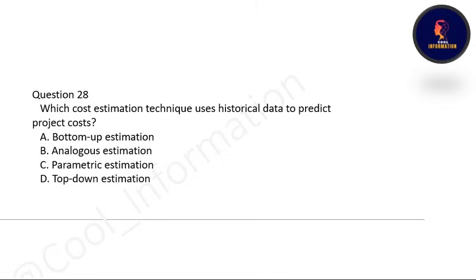Next question is, which cost estimation technique uses historical data to predict project cost? Is it bottom-up estimation, analogous estimation, parametric estimation, or top-down estimation? Correct option is option number B. If we use historical data to predict project cost, we use analogous estimation technique. Option B is correct.